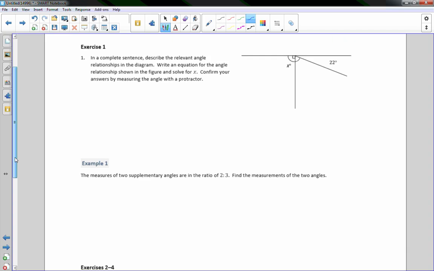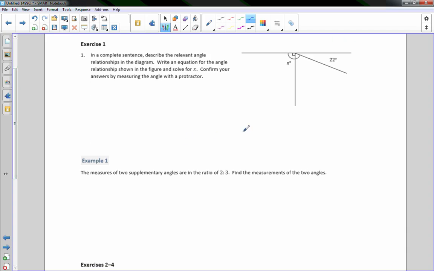So exercise 1 says, in a complete sentence, describe the relevant angle relationships in this diagram. Write an equation for the angle relationship shown in the figure and solve for x. Confirm your answer by measuring the angle with a protractor. Okay, so when they're looking at angle x, you need to be careful with how you read this. Angle x is not this angle right here, but this angle is 90 degrees. Angle x is this angle. The diagram is not drawn well, but that is angle x.